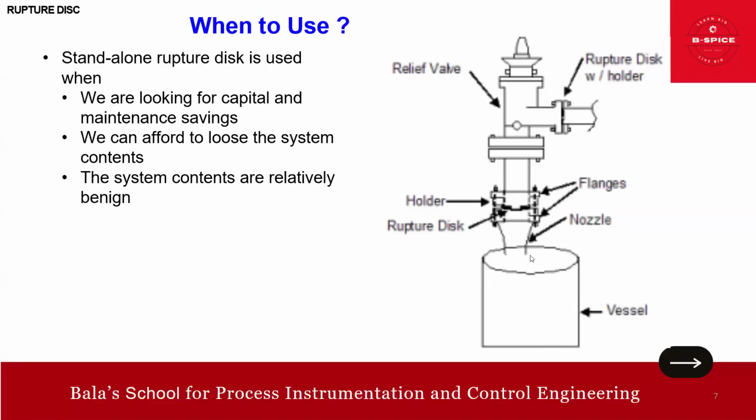Benign means not harmful. So when we need a pressure relief device that is fast acting, I want a very fast action. In that scenario, I go with the standalone rupture disc, only this portion. I will not go with this relief. Okay, good, clear.